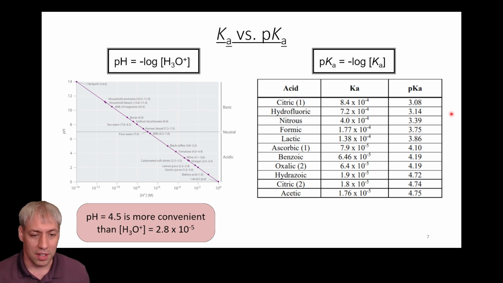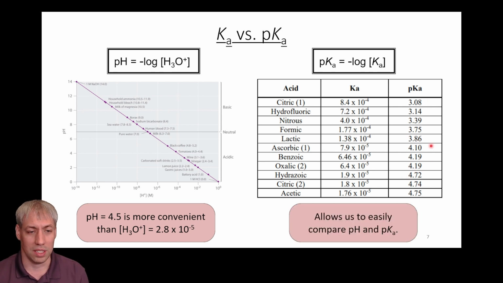But the take home for you guys is essentially, we have a Ka value. The larger the Ka, the stronger the acid. The smaller the Ka, the weaker the acid. We can take a negative log of this, which gives us this convenient scale. The smaller that number, the stronger the acid. The larger that number, the weaker the acid. And so pKa gives us a really convenient scale to start talking about these numbers.